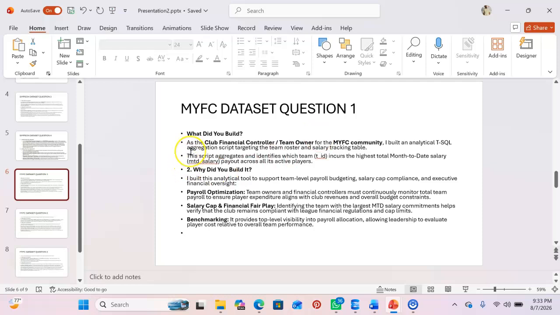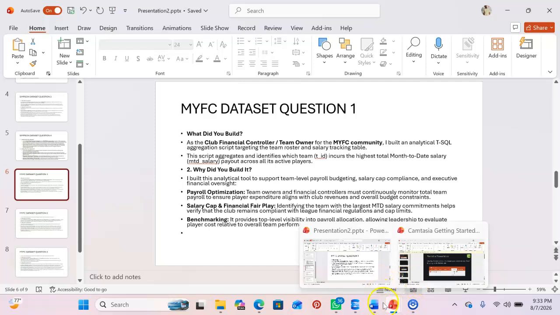So our first question is, what did we build? As the Club Financial Controller, team owner for my FC community, I built an analytical T-SQL aggregation script targeting the team roster and salary tracking tables. So why did we build it? I built it to support team-level payroll, budgeting, salary cap compliance, and executive financial oversight. So something like payroll optimization, salary cap, financial fair play, and benchmarking.